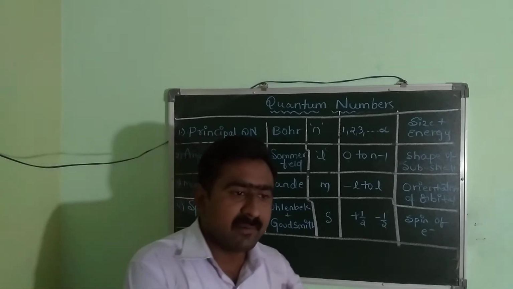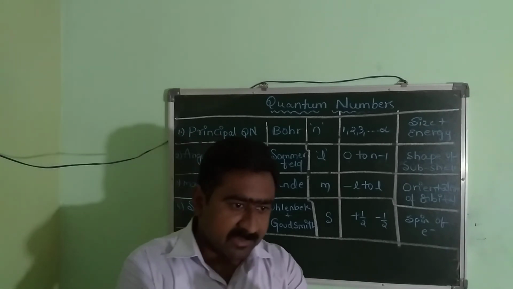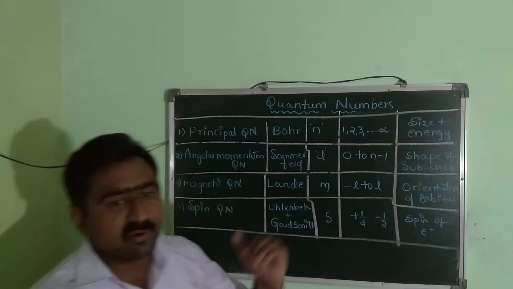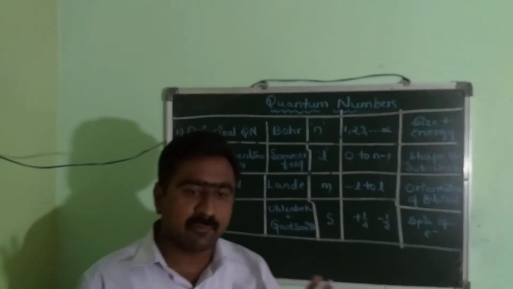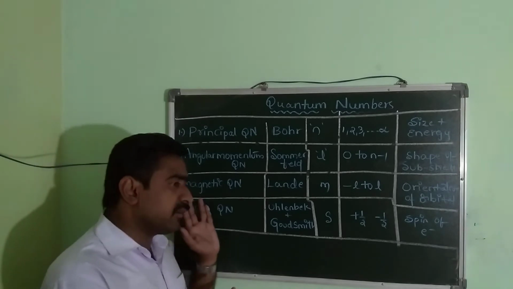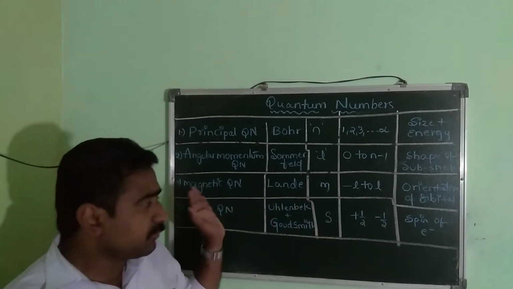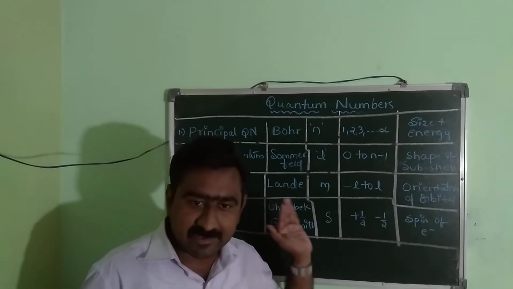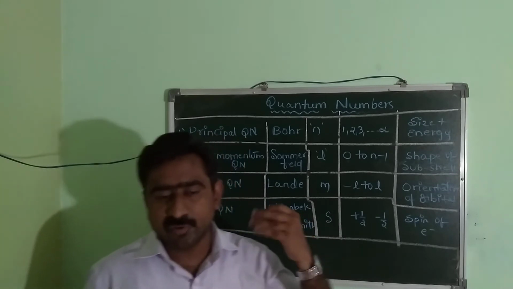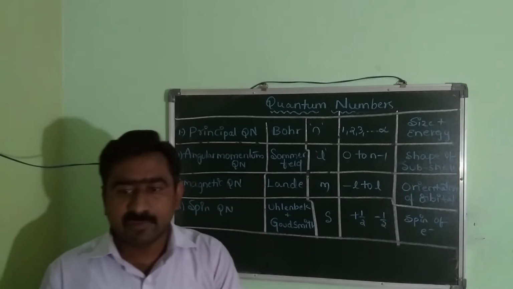And coming to the angular momentum quantum number, it gives information about the shape of the subshell. Now the third one, the magnetic quantum number. Magnetic quantum number tells us about the orientations. It was developed by a scientist called Lande, and it is denoted by the letter m. Now, the minimum and maximum values of m.